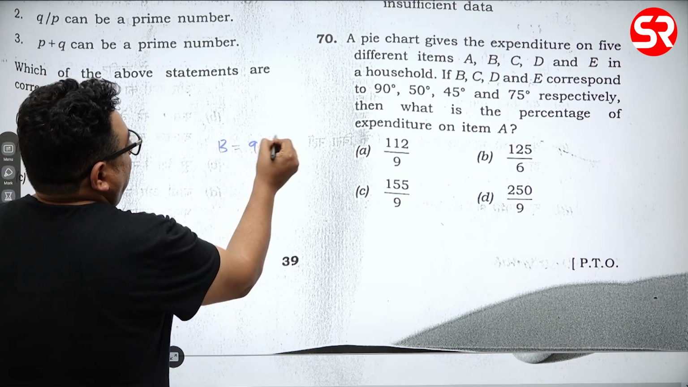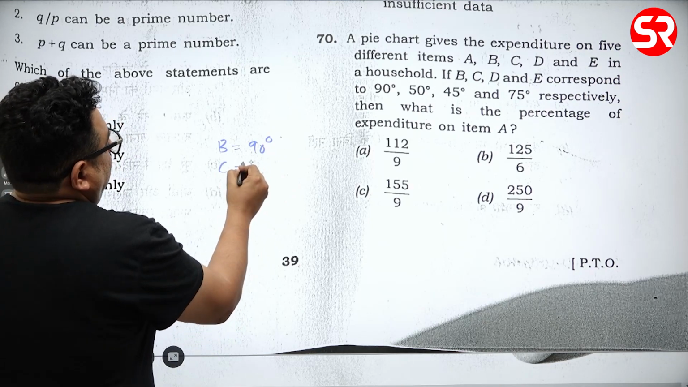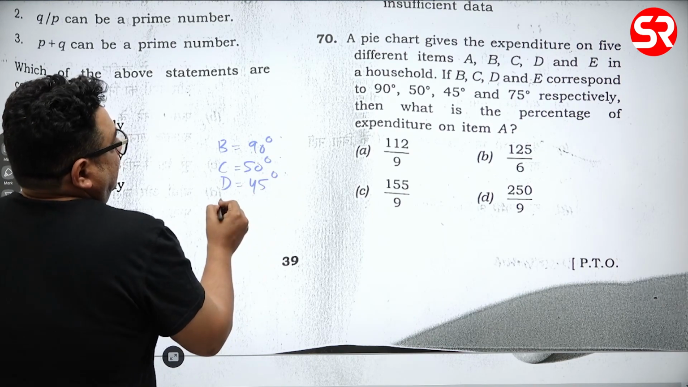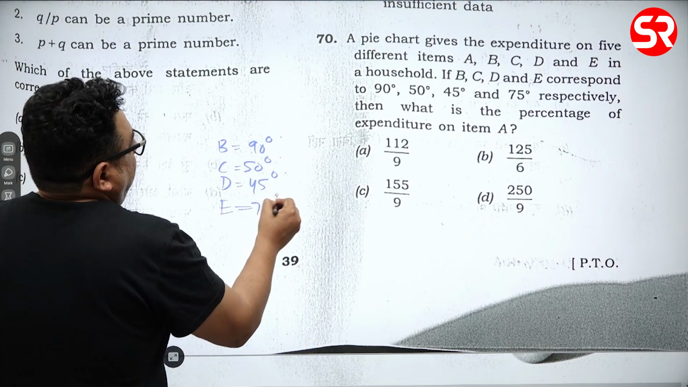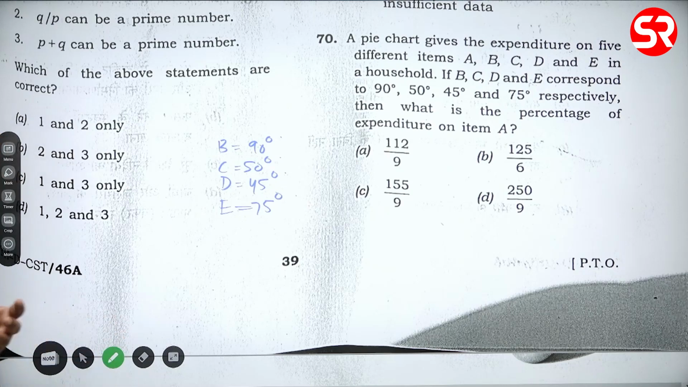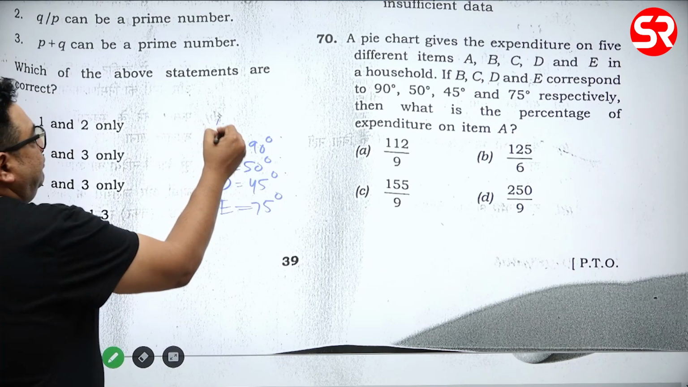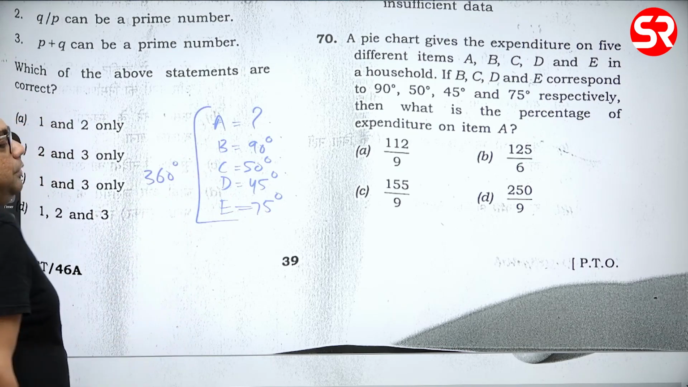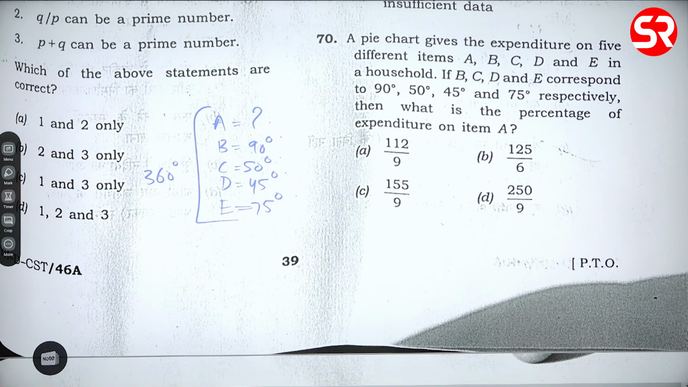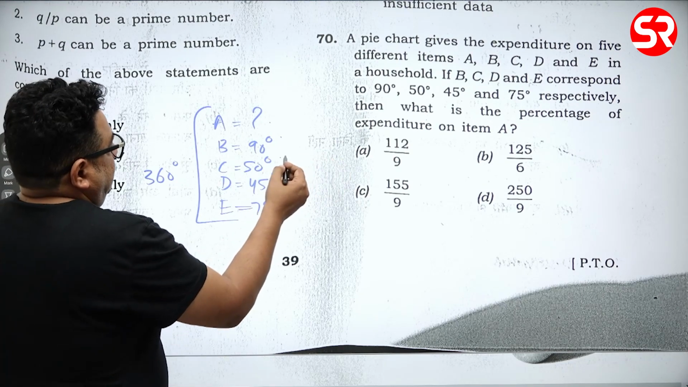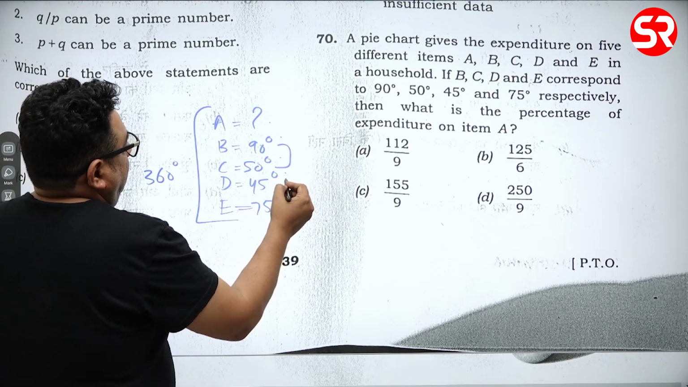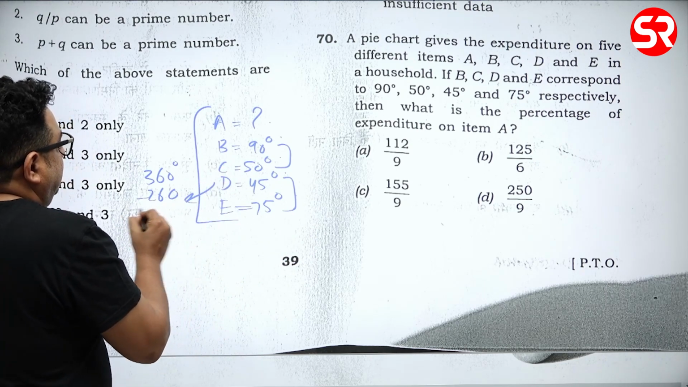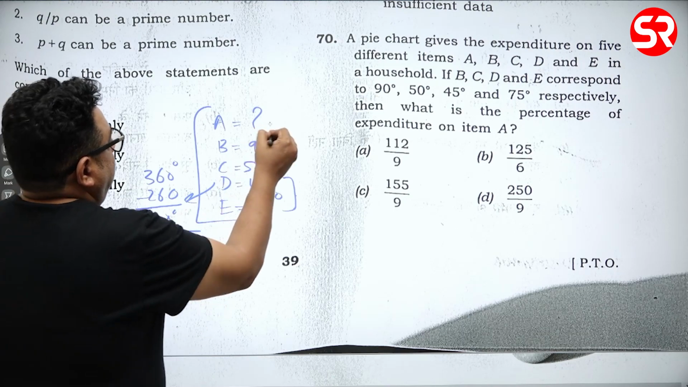90 degree, and C 50 degree, and D 45 degree, and E 75 degree, and it's a pie chart giving expenditure. So definitely we need to find A, and the total sum is 360 degree. You know that. So if I just add these, 140, this comes out to be 260, right? So definitely A is equal to 100 degree.